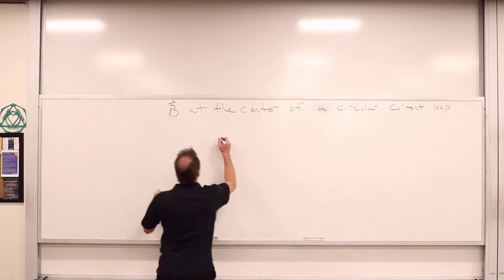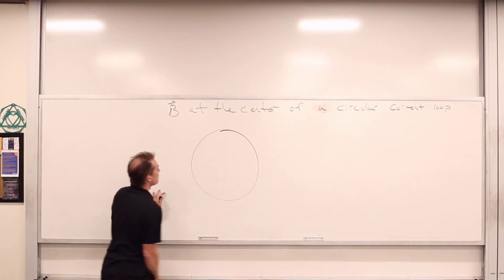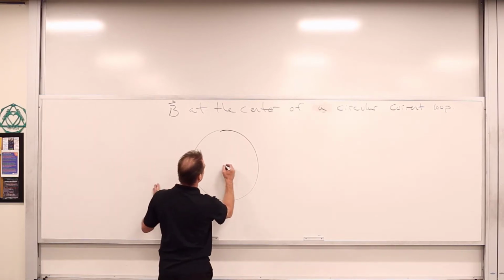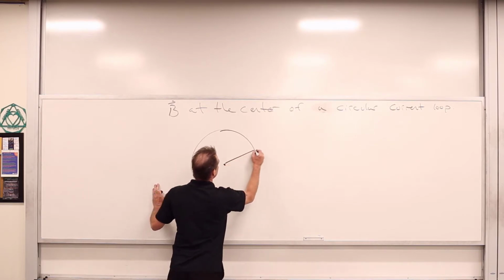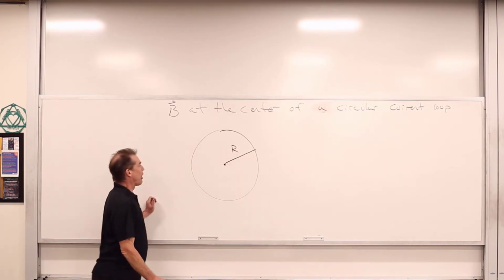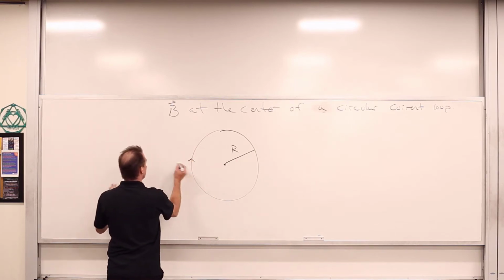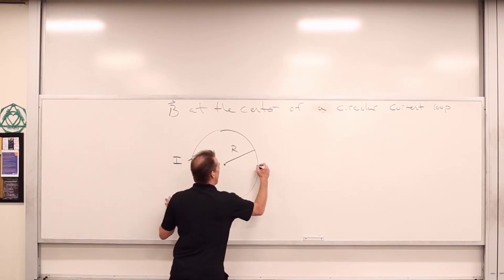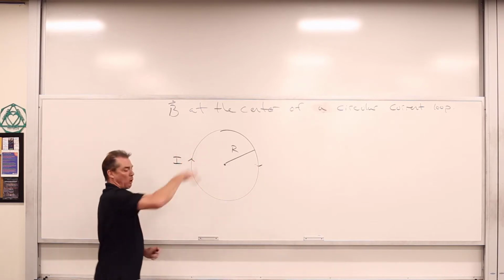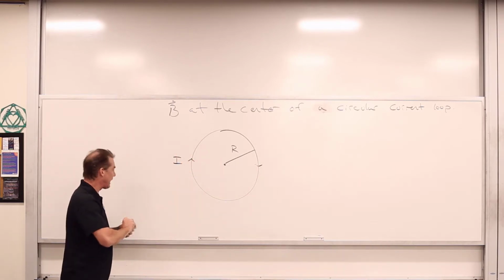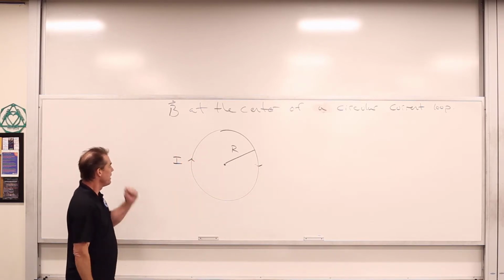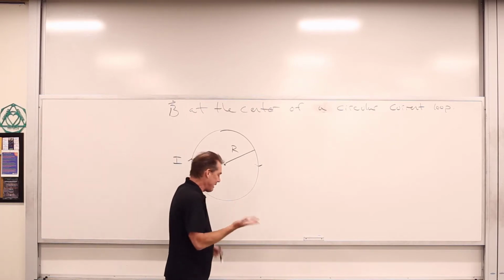So we can go ahead and take ourselves some sort of circle here. Let's just say that this has some radius r. We have some current in here. I will just say that it is cycling around in a clockwise manner. And we want to know, what's the magnetic field at the center?